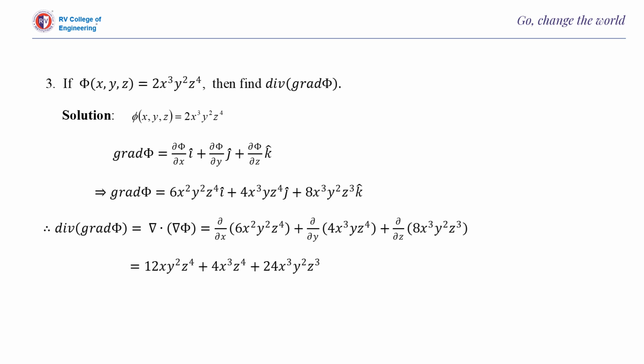So after getting the gradient of phi, we take the divergence of the gradient of phi. Taking the divergence, we get the Laplacian operator. So the divergence of the gradient of phi will give us the Laplacian operator itself.